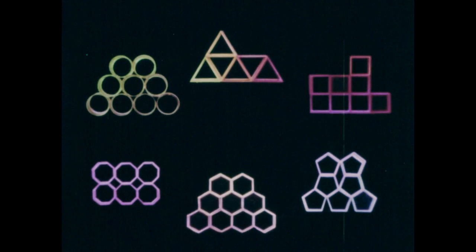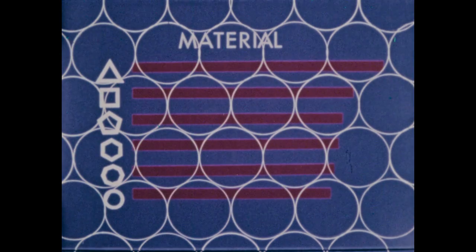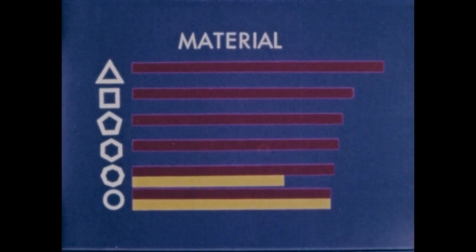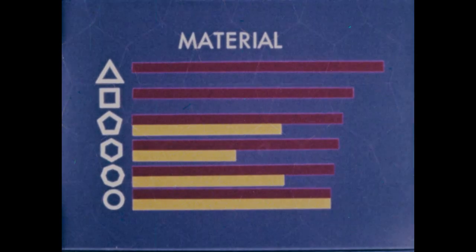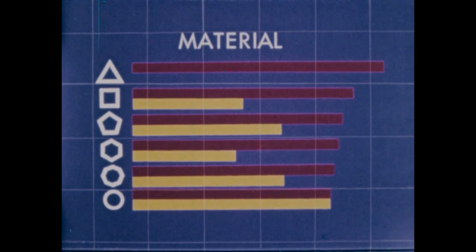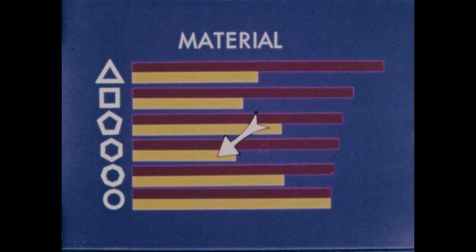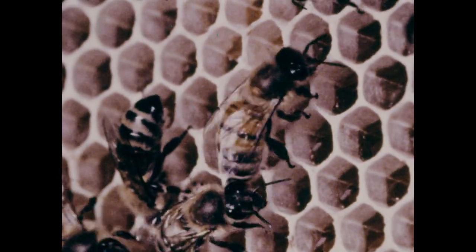Therefore, when we consider the savings possible through the sharing of sides, the material needed to construct cylinders does not change. But the other figures require less material, for they share sides. Of all the figures, the hexagon uses the least material. This is the shape the bees use.